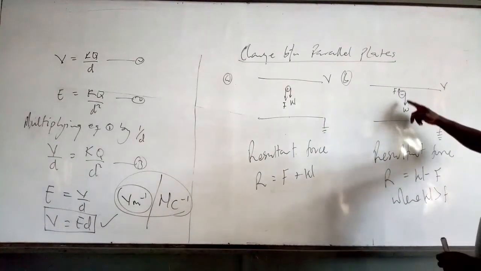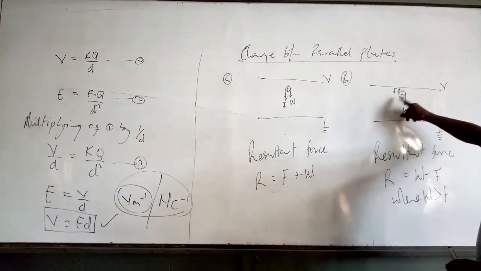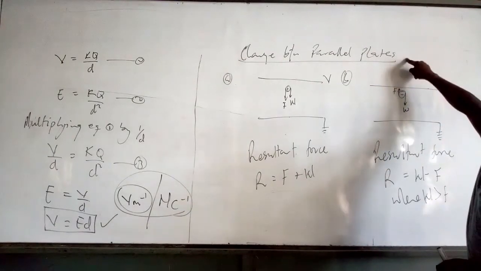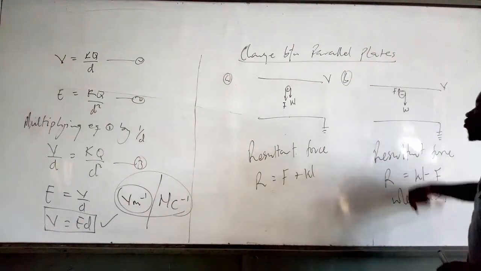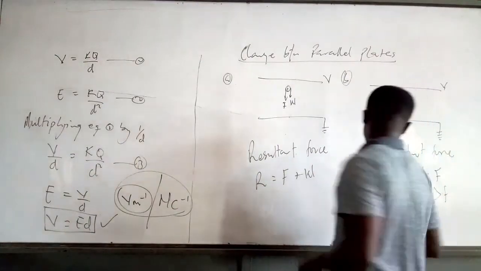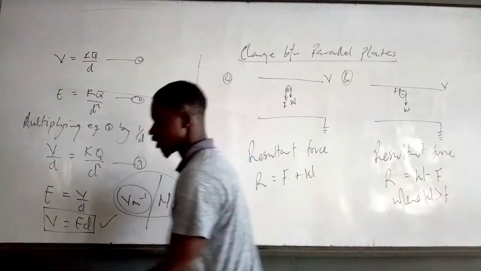The resultant force will determine where this body is supposed to move. If the F is bigger than the W, the charge will move up. If the W is bigger than the F, the charge will move down. Do you understand? Good. So this is how we find the resultant force on the charge.